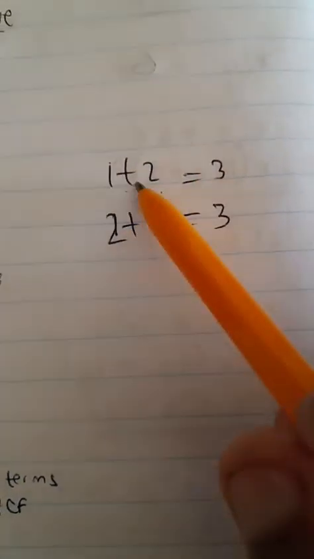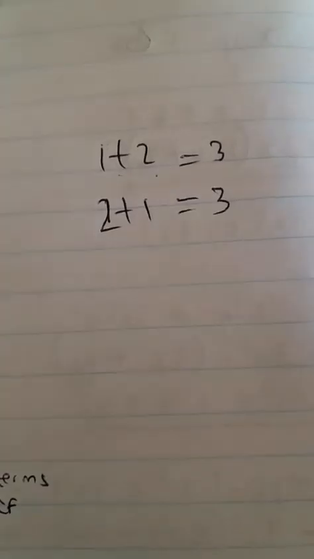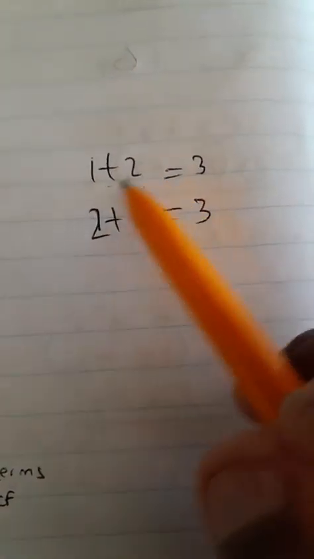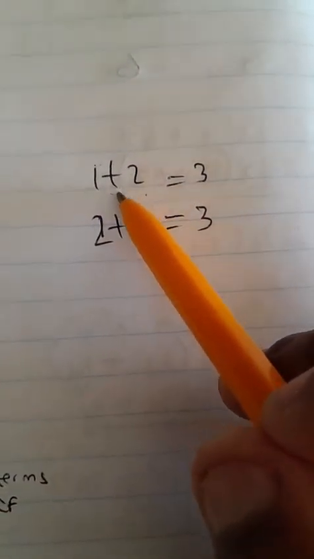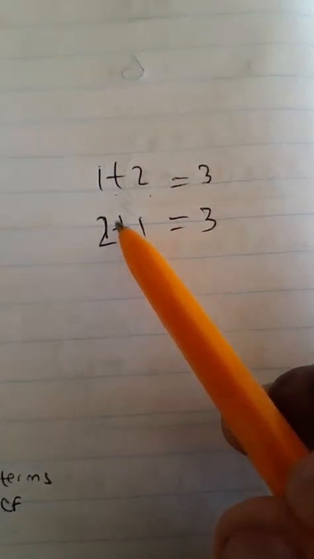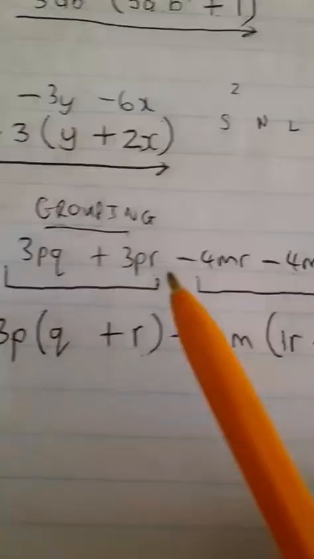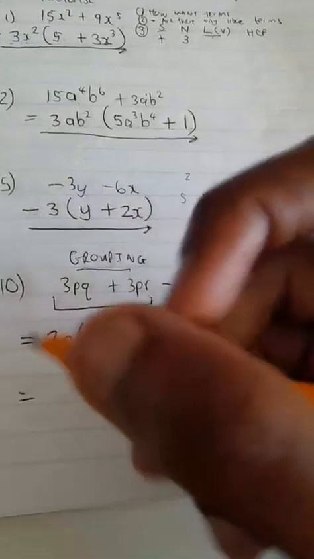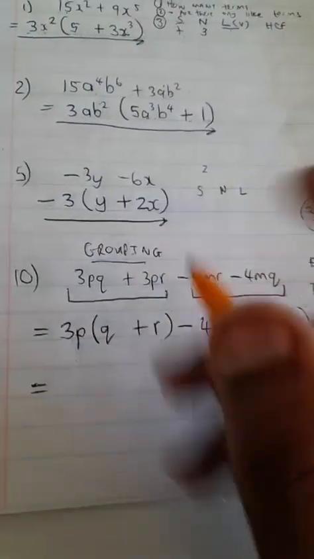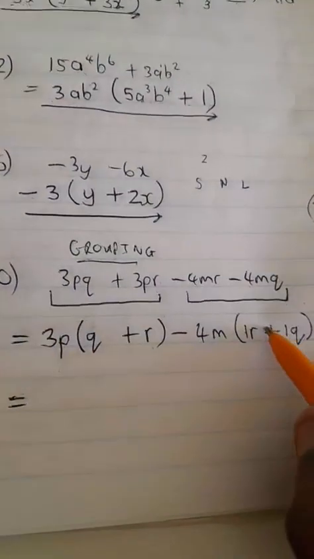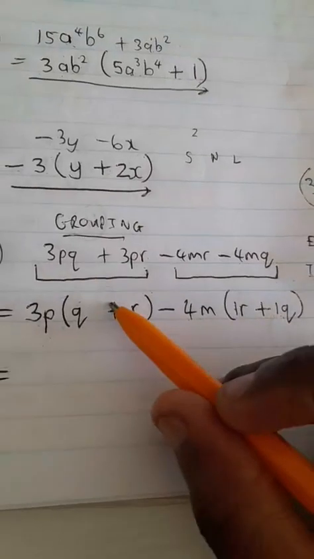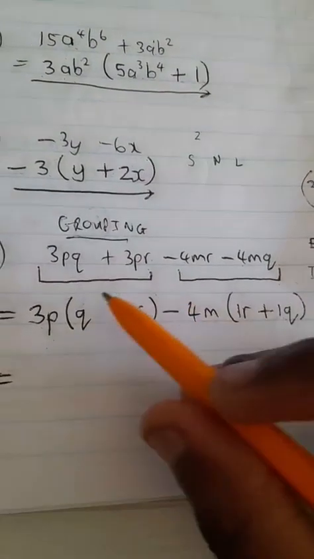So changing the order for addition does not change the answer. That's why we say addition is commutative. The order in which you decide to place the numbers when there's addition will not change the answer. So Q plus R is the same thing as R plus Q. On the left we have Q plus R, on the right we have R plus Q. So for addition in this bracket, these are the same.